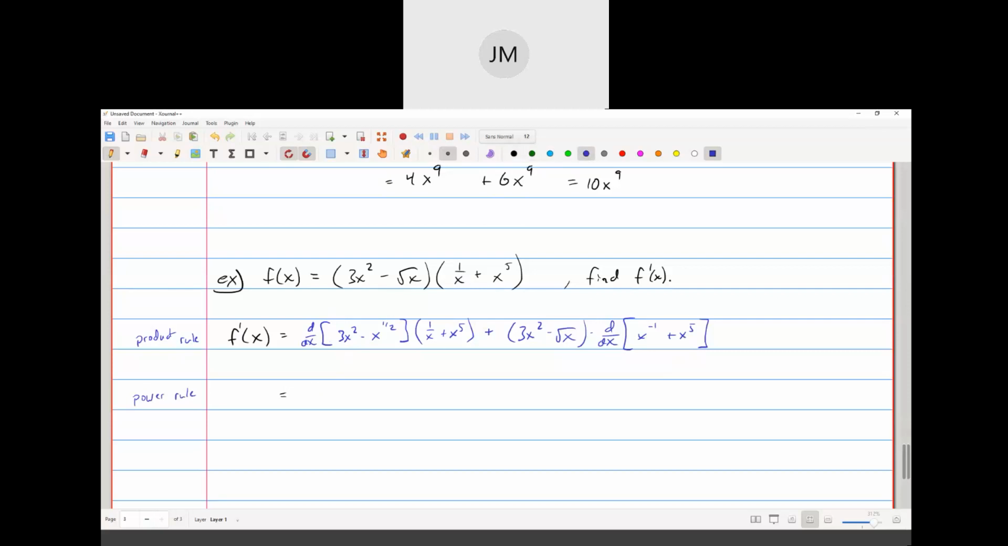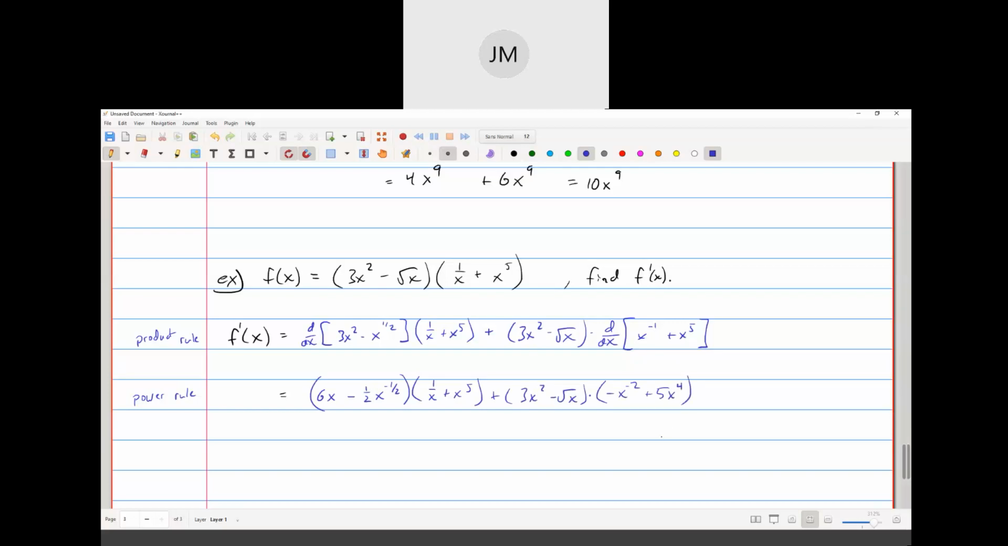So the derivative of 3x squared is 3 times 2x, or 6x. When I have x to the half, we use our power rule. I get 1/2 x to the negative half. And this next piece is left alone. This piece is left alone. And then over here, the derivative of x to the negative 1 is negative x to the negative 2. And the derivative of x to the fifth is 5x to the fourth.